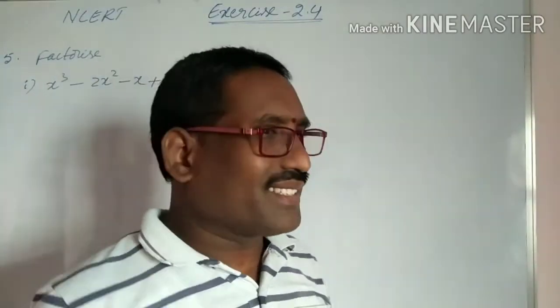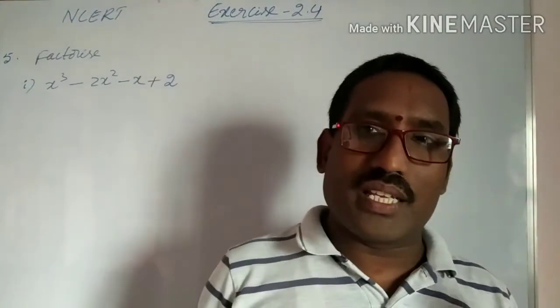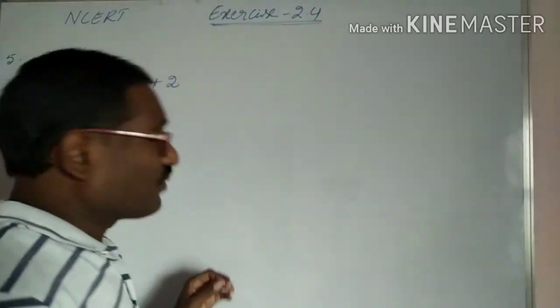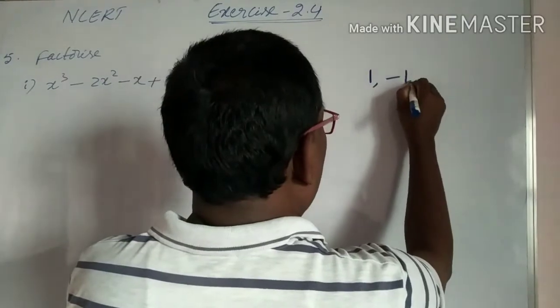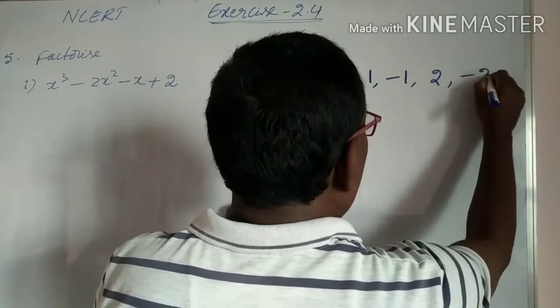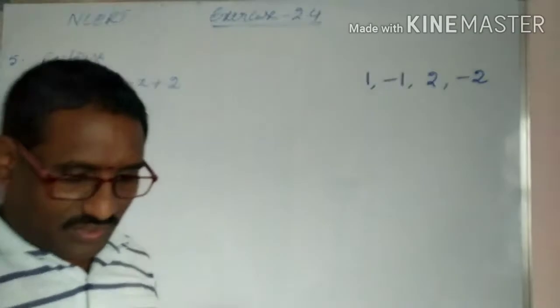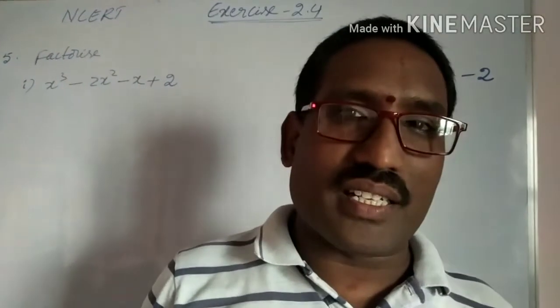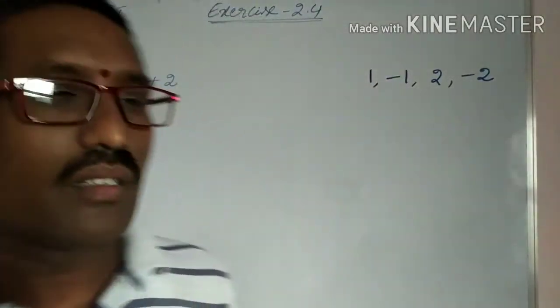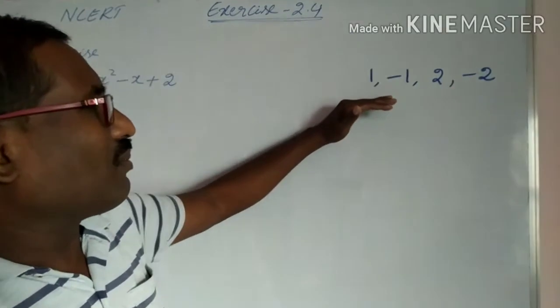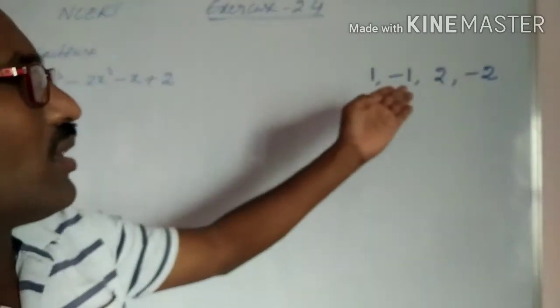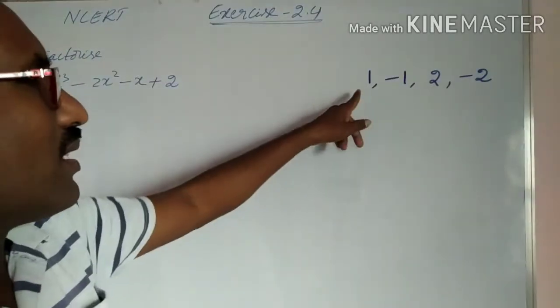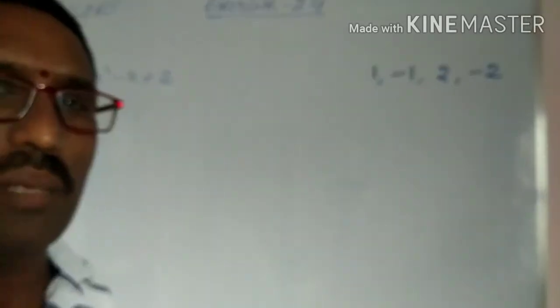How to find it? Generally, for this kind of problem, when any cubic polynomial is given, the possible factors are 1, minus 1, 2, minus 2. These 4 generally will come. Only these factors are possible, which means these are the zeros of that polynomial.